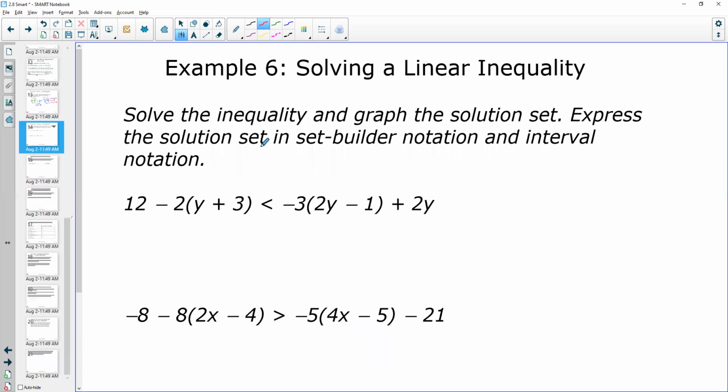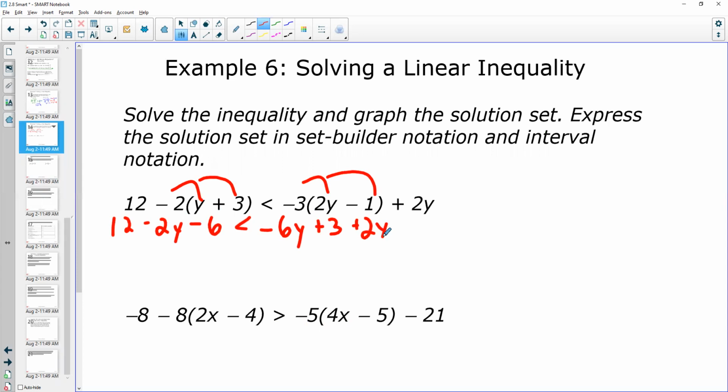All right, so let's see. I have to distribute and distribute. So I get 12 minus 2y minus 6 is less than -6y plus 3 plus 2y. I'm going to combine like terms. So on the left, I get 6 minus 2y. On the right, I get -4y plus 3.